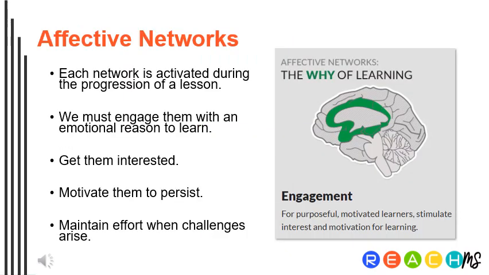The affective network is activated from the mid portion of the brain, and it deals with the why of learning. It happens during the engagement of a lesson. We work on this for purposeful, motivated learners to stimulate their interest and motivation for learning. Remember that each network is activated during the progression of a lesson, and we try to keep those activated throughout the entire lesson. We know that we have to engage students with an emotional reason to learn. We have to get them interested, motivate them to persist, and then help them maintain effort when challenges arise.